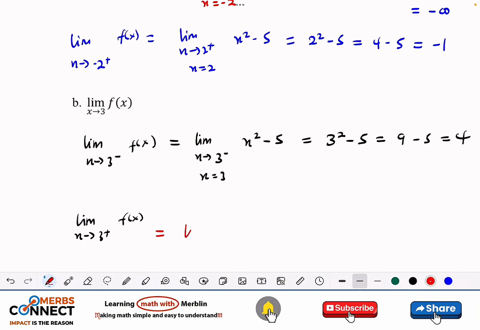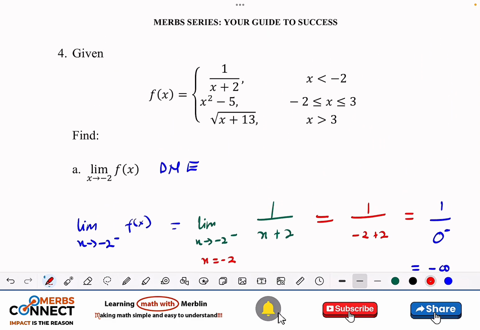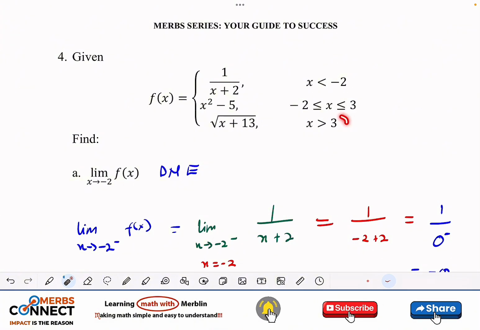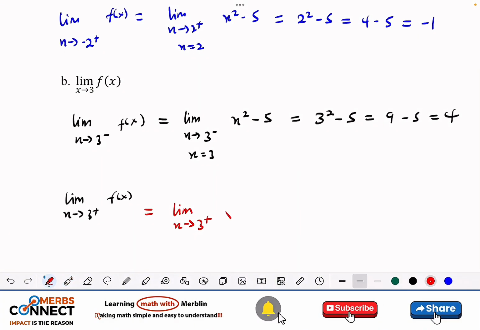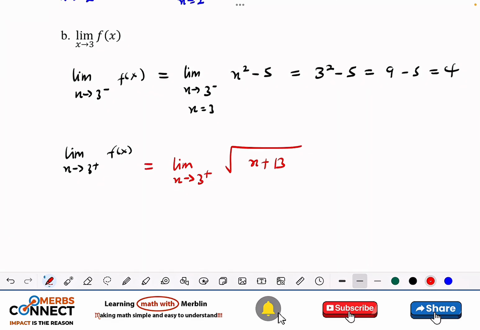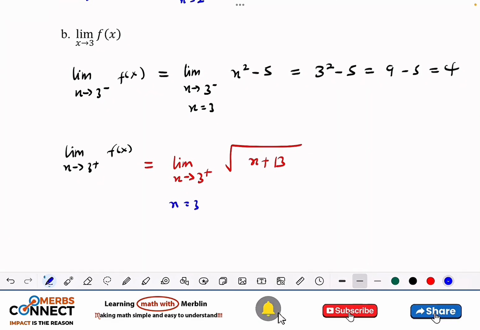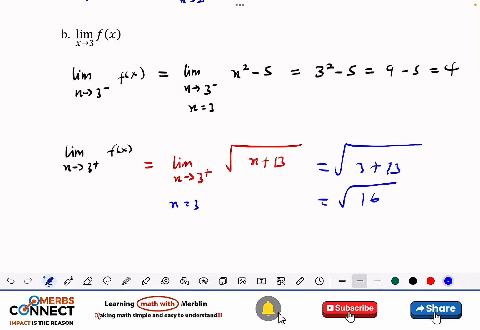Now what about this one? Limit as x is approaching 3 from the positive side. From the positive side is when x is greater than 3. So we are using this function: the square root of 3 plus x plus 13. Here we set x equal to 3, so this will be the square root of 3 plus 13, and this is the square root of 16, which is 4.